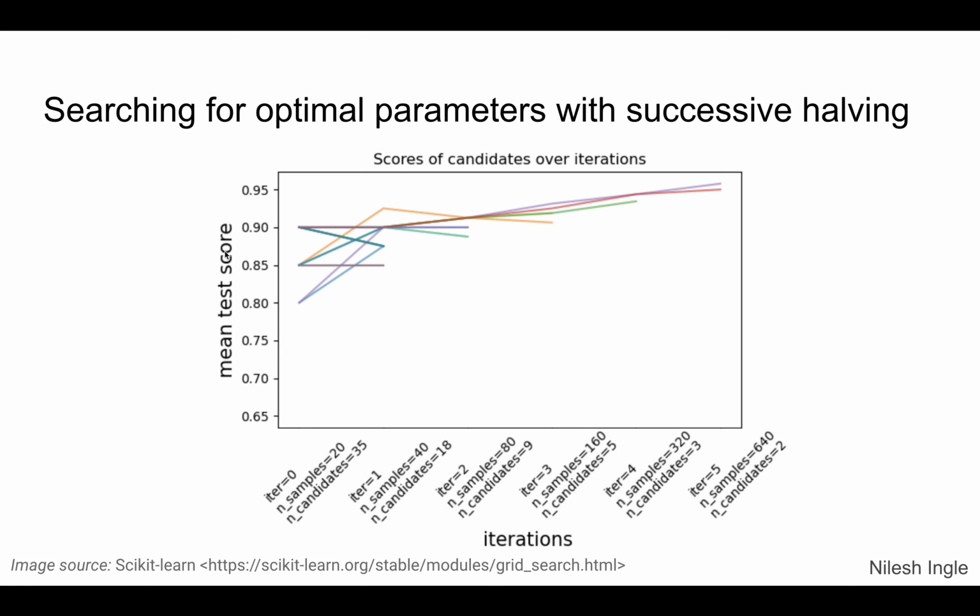As you can see on the y-axis, we have the test score. As the iterations proceed, 1, 2, 3, 4, 5, 6, by the end of the last iteration, the number of candidates is only 2. So there are only 2 possible combinations of parameters used, and the number of samples is much larger. It's 640 records as compared to just 20. So this could help expedite the search for hyperparameters that best fit the data.